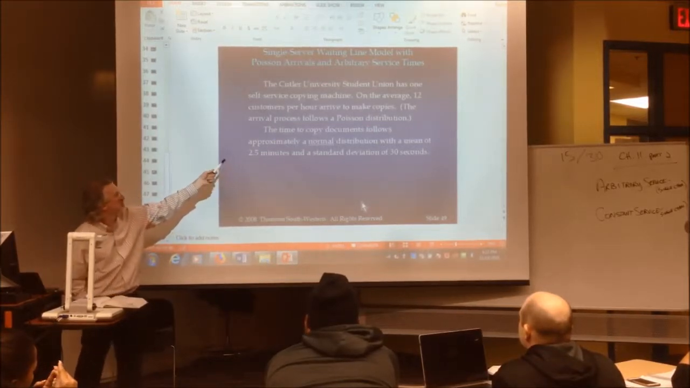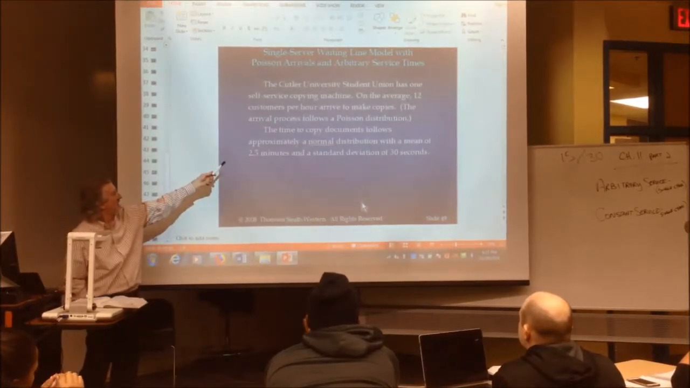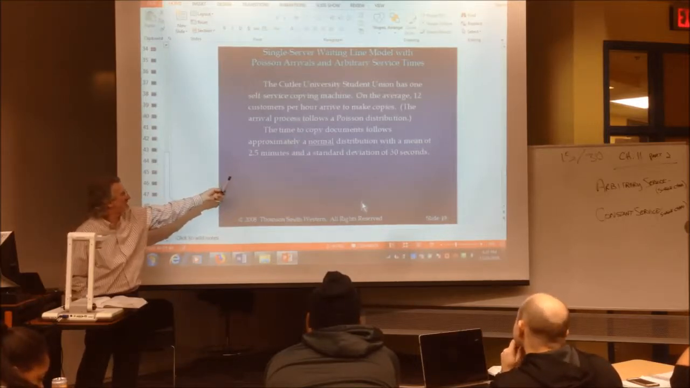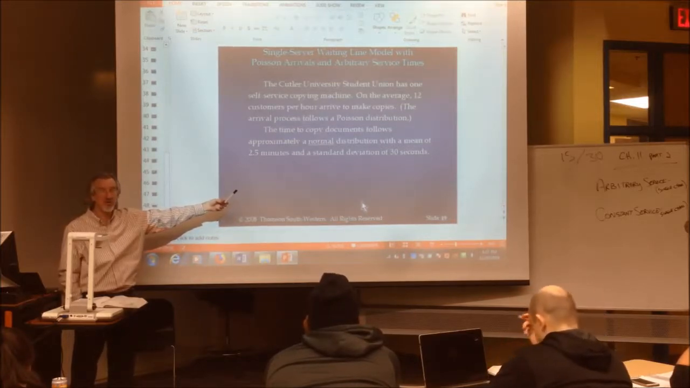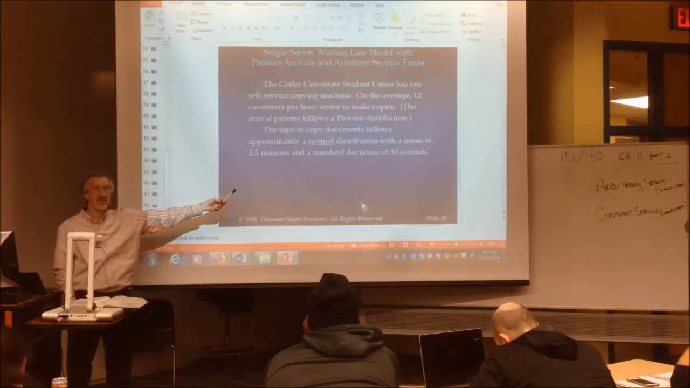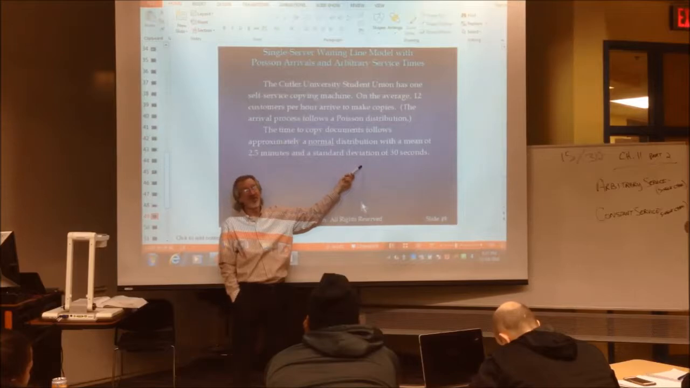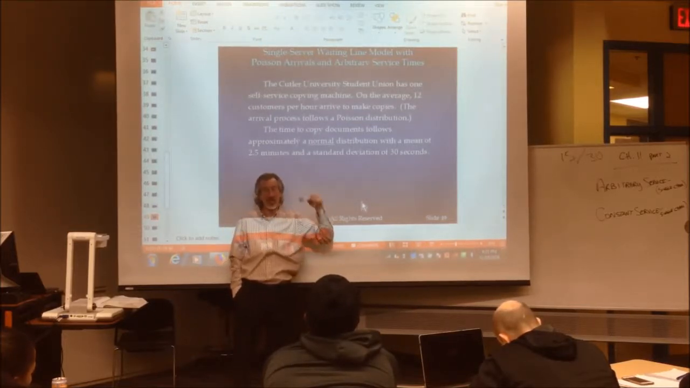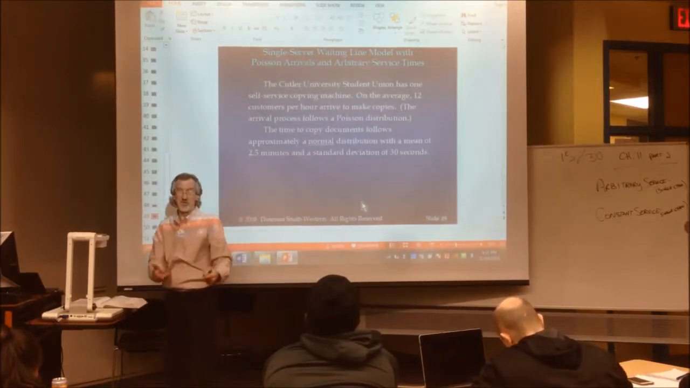It follows a Poisson distribution. For this class, all arrivals are Poisson for these waiting line problems. The time to copy documents follows approximate normal distribution with a mean of 2.5 minutes and a standard deviation of 30 seconds. Something about this just told you it's arbitrary. What was it? The standard deviation. Sometimes it might say variance. If it does, all you got to do is square root it and you got the standard deviation. If it's the variance or standard deviation describing the service, right there you should say that's arbitrary. And whatever you're going to be asked next, you know to go to the page for arbitrary and use those formulas.